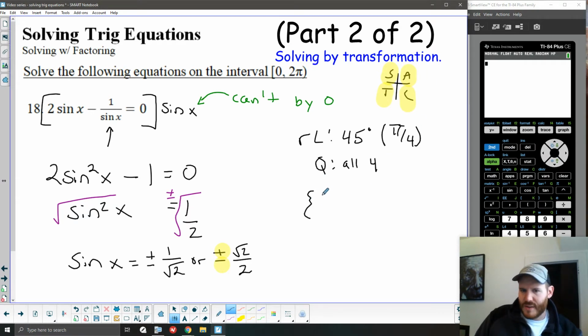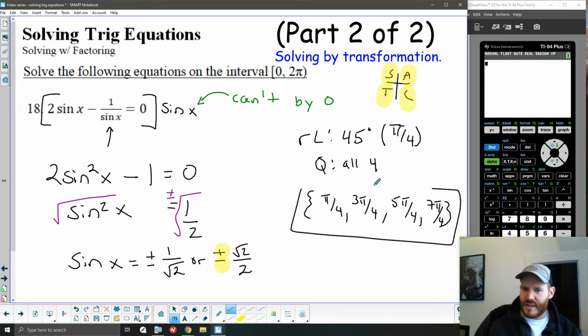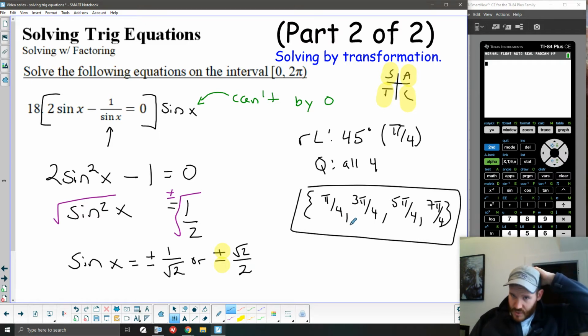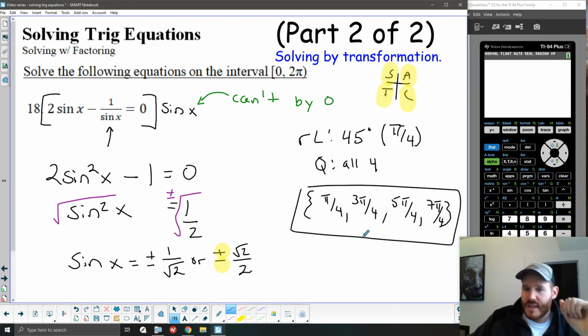So I'm going to wind up with 4 answers, all of the basic answers that involve pi over 4 as a reference angle. In quadrant 1, that's pi over 4. In quadrant 2, that's going to be 3 pi over 4. In 3, it's 5 pi over 4. And in quadrant 4, it's going to be 7 pi over 4. So those are my 4 basic answers. Again, to figure out exactly how to get these values, you can go back to our previous video on solving basic trig equations in radians, and you'll see exactly how those reference angles pan out.